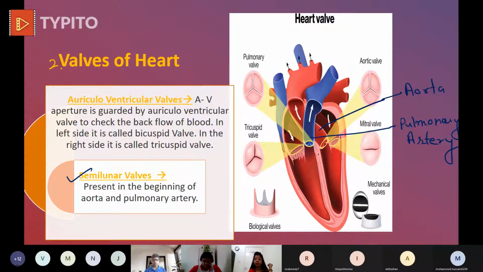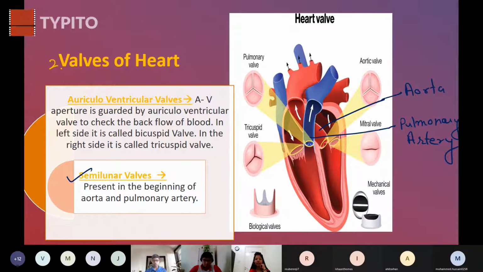Okay, pulmonary artery and aorta. So where a valve is present, that is called a semilunar valve. Now we are acquainted with the chambers and the valves. So if the doctor says, oh, valves are not working in the heart, you should ask which valve is not working? I know every valve.